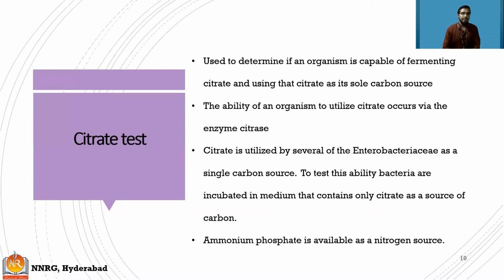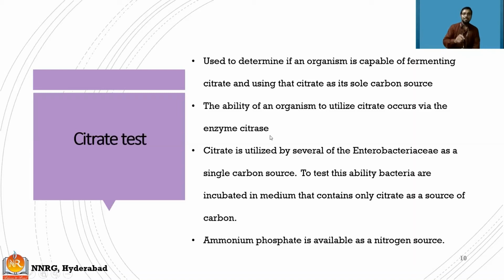When I say citrate, remember the Krebs cycle. The enzyme used to form citric acid is citrase. That citrase will be used in this. It is used to determine if an organism is capable of fermenting citrate and using the citrate as its sole carbon source. It means consuming citrate, and that citrate will be the sole source of carbon for the microorganisms. The ability of an organism to utilize citrate occurs via the enzyme citrase.